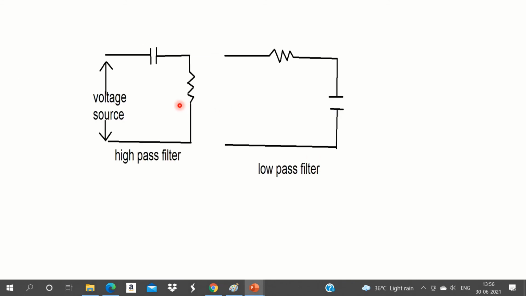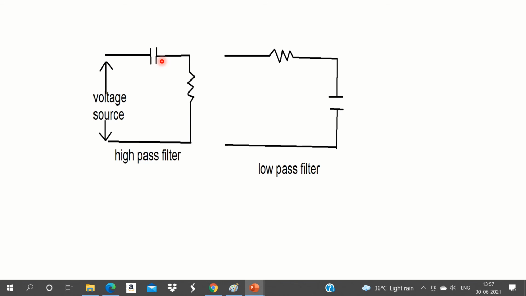This is an RC circuit as a simple filter. This is a high pass filter. This is a low pass filter. With simple RC elements, you can design a filter. This is the applied voltage source. Suppose you want to filter a frequency of 1 kilohertz. So you have to design R and C values in such a way that C will offer the highest impedance to the 1 kilohertz.